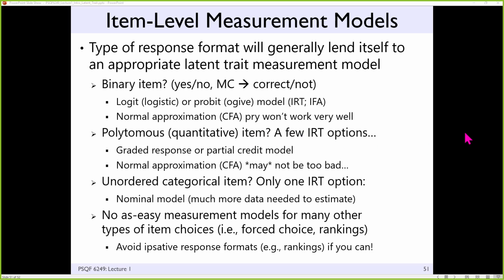So the term polytomous refers to either ordinal or nominal in terms of scales of measurement. Basically anything that's not binary.